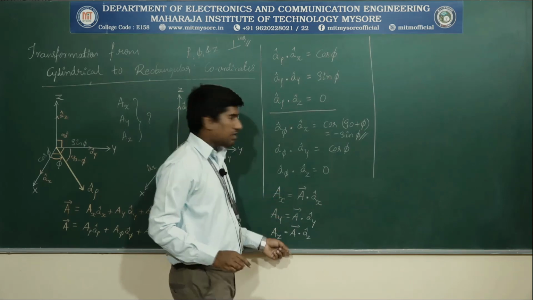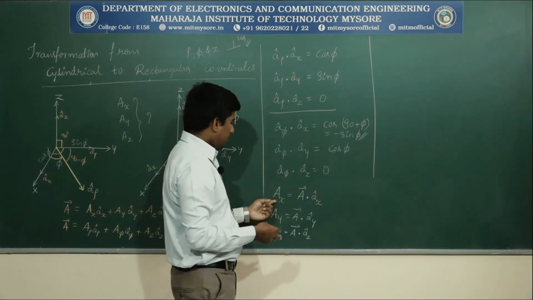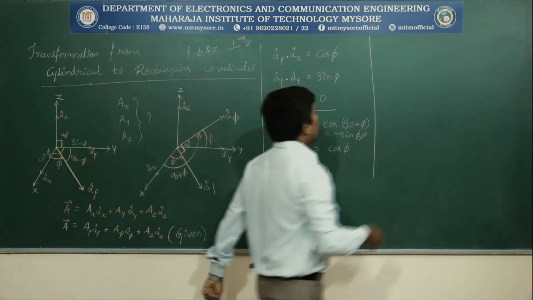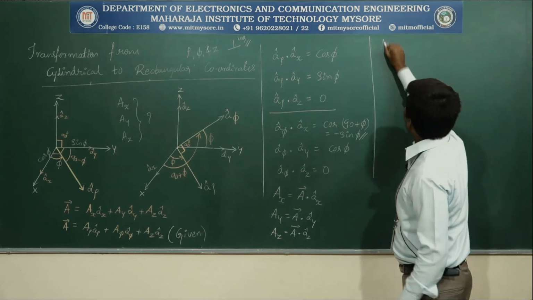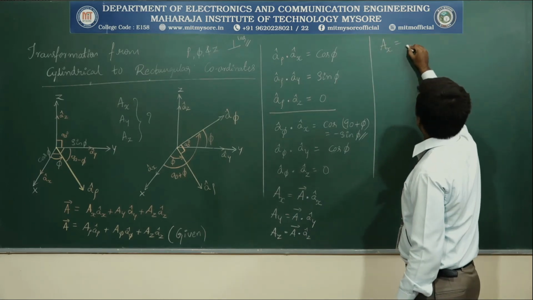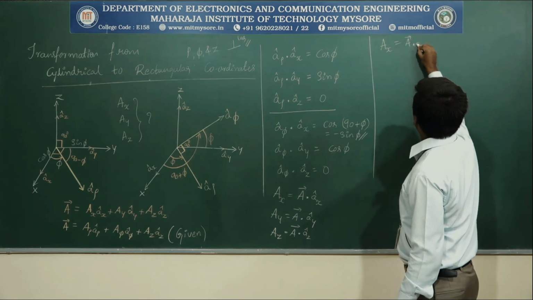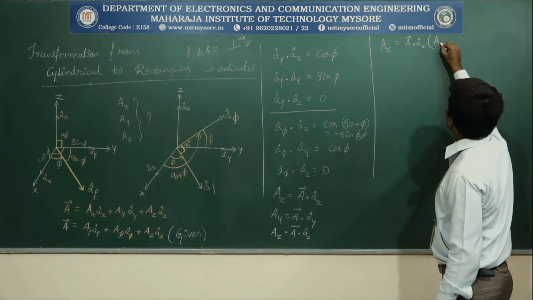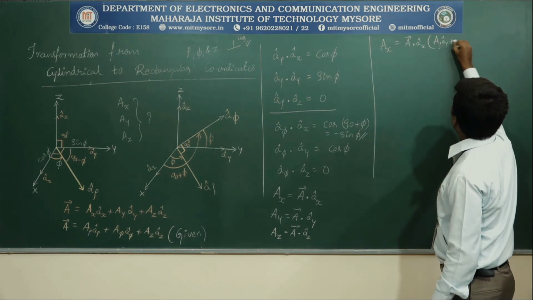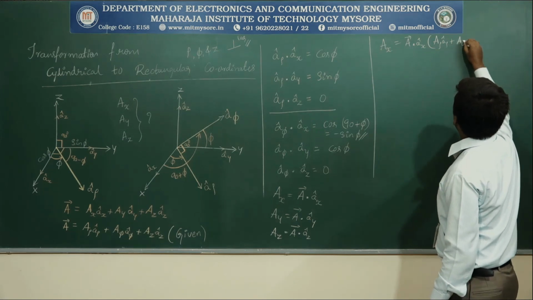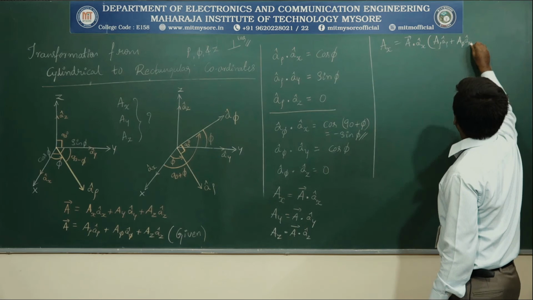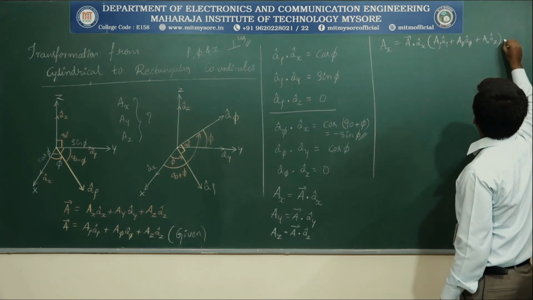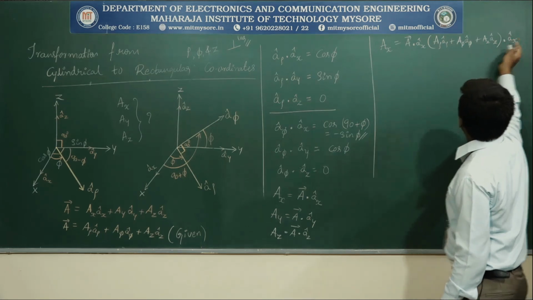If we perform these three operations, we are going to get the Ax, Ay and Az components in terms of the cylindrical coordinate system. So let us go one by one. Ax is equal to vector A dot a cap x. Now A is in terms of the cylindrical coordinate system: A rho into a cap rho plus A phi into a cap phi plus Az into a cap z, dot a cap x.